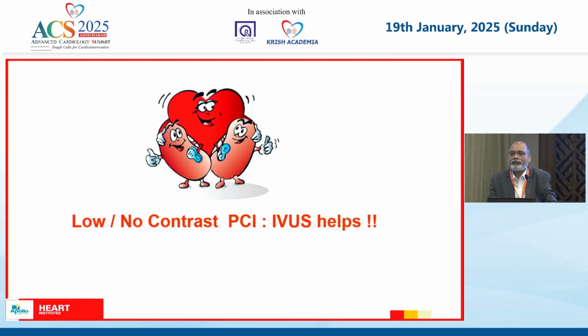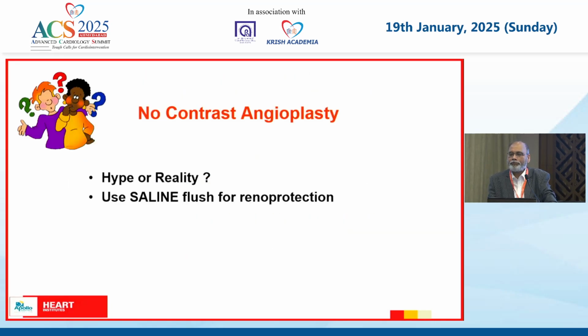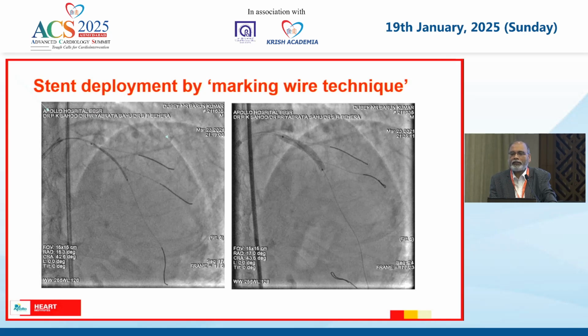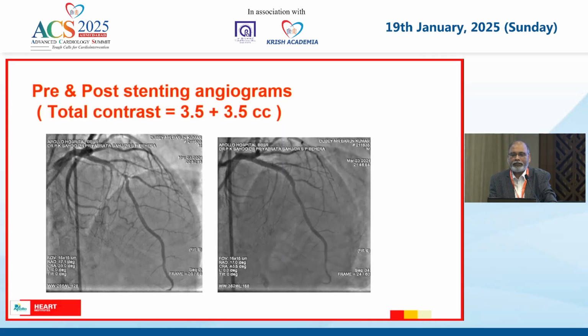Last, PCI and renal failure. We know that low and no contrast PCI with IVUS helps. It is a reality. Definitely, if the patient is in advanced renal failure, use saline flush for protection. For example, this is a very simple case of a patient with CKD with creatinine of 7, where the 2 marker wires are there. You just do an IVUS, put your stent, and then finish it off with just 3.5 plus 3.5 cc contrast. One for the imaging, one for the last shot. This is all that is done.